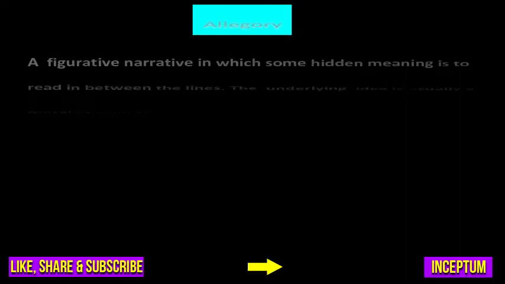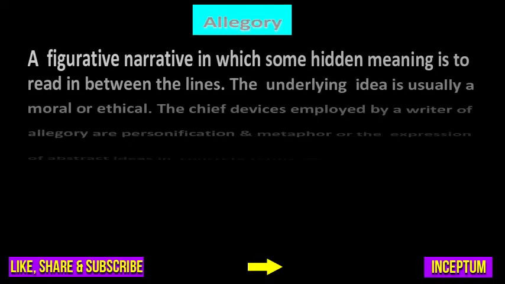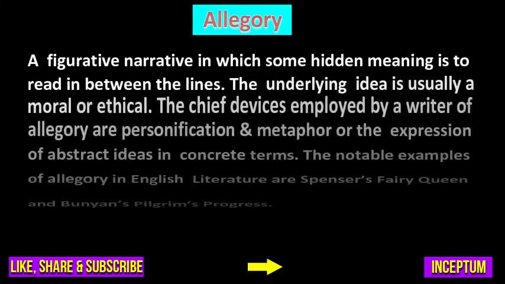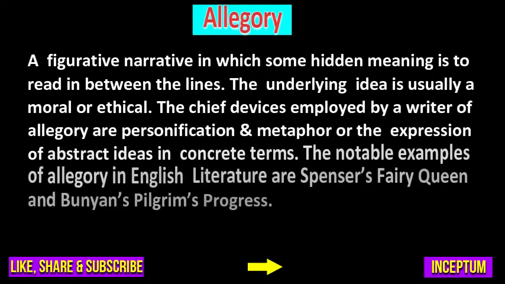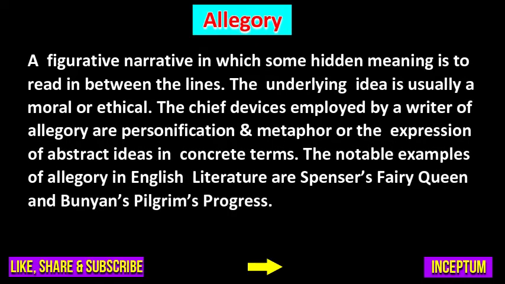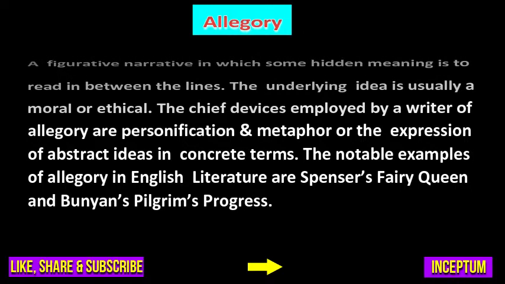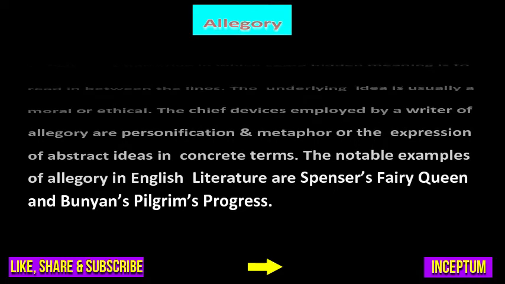Allegory: a figurative narrative in which some hidden meaning is to be read in between the lines. The underlying idea is usually moral or ethical. The chief devices employed by a writer of allegory are personification and metaphor, or the expression of abstract ideas in concrete terms. The notable examples of allegory in English literature are Spenser's Faerie Queene and Bunyan's Pilgrim's Progress.